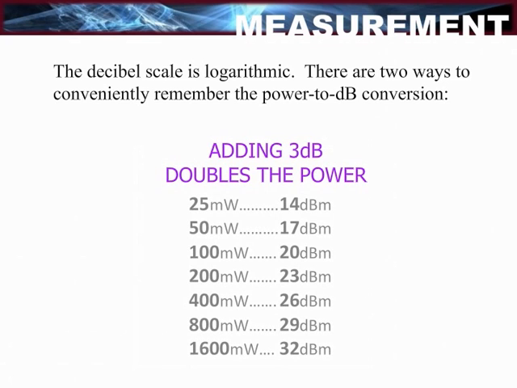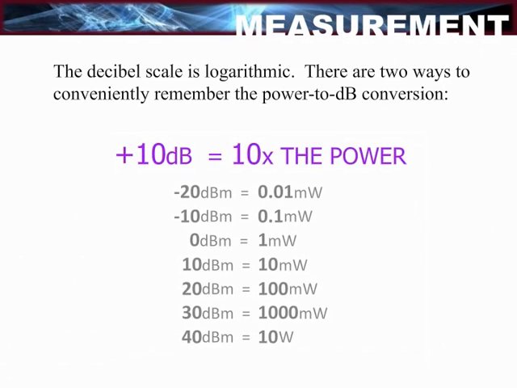The decibel scale is logarithmic. There are two rules of thumb to conveniently remember the power to dB conversion. The first rule of thumb is adding 3 dB doubles the power. If we take a look at the numbers here, it can be seen that every time 3 dB is added, power doubles. The same goes in reverse. As 3 dB is taken away, power is cut in half. The second rule of thumb is adding 10 dB to an RF system will increase its power by a factor of 10. This goes in reverse as well. Taking 10 dB away from an RF system decreases the power by a factor of 10.